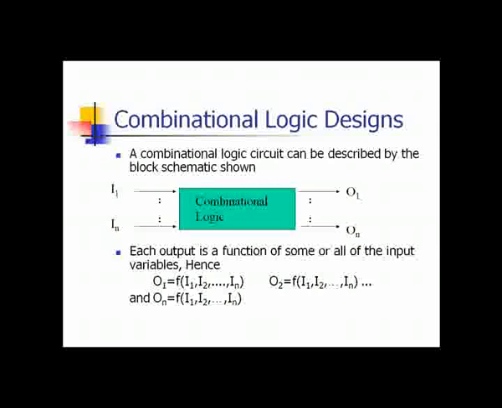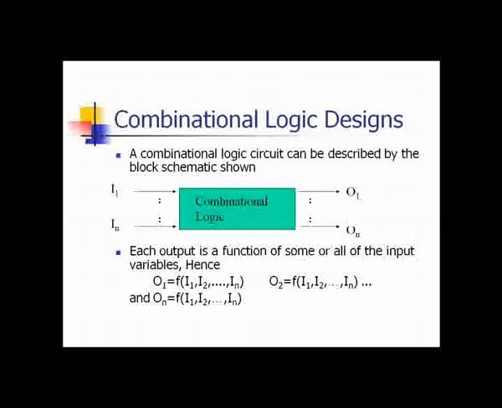After learning information about the basic gates, now let us learn about the different types of combinational and sequential circuits. Basically, all digital system designs are classified into two types of circuits. One is the combinational circuit and the other is the sequential circuit.